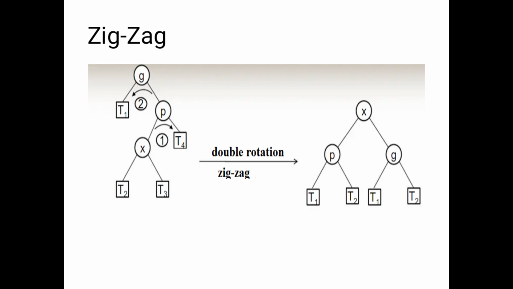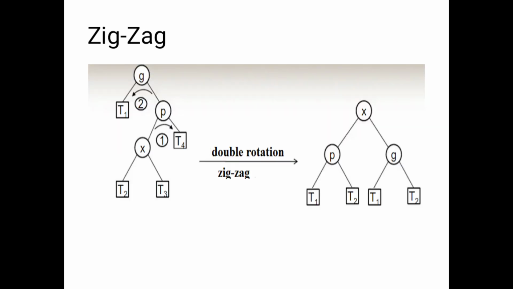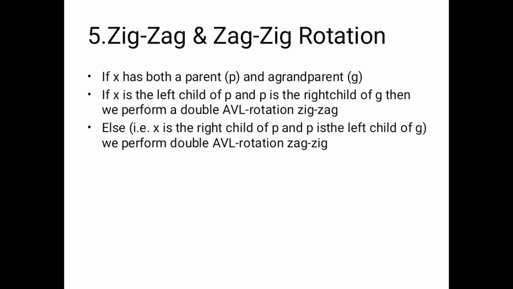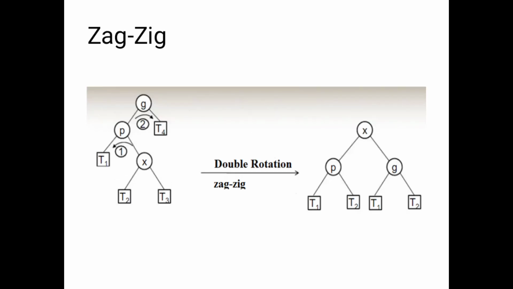These are examples of the zigzag rotation. First we have to check: zigzag rotation means x is on the left side of its parent, and p is on the right side of g. So we have to do the zigzag rotation here. First we do the right rotation of p. After that, on the grandparent, we do the left rotation. Finally we get this tree. Here x is the root, on its left side we have the parent, and on its right side we have g. This is the zigzag rotation.